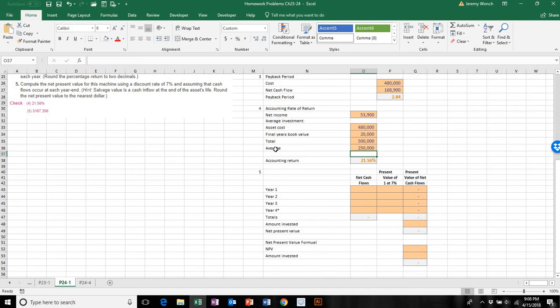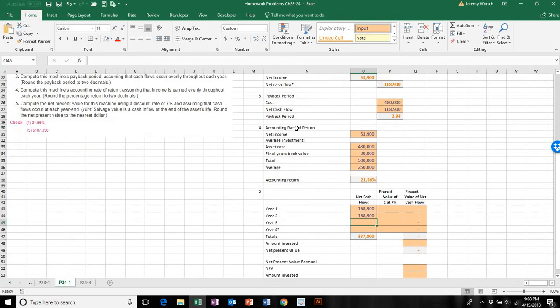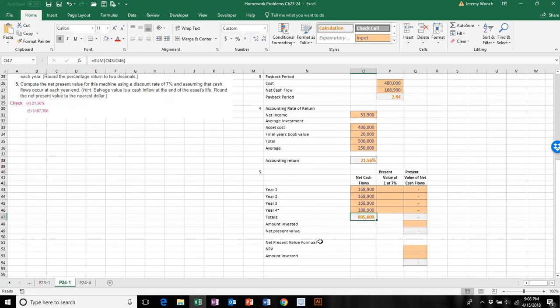And so to calculate our cash flows, we already calculated that: $168,900 for each year. With the exception of this last year, we're assuming we're going to sell the machine, so we're going to add an additional $20,000. And so over those 4 years, we're going to accumulate $695,600 of cash flows, but that's going to be undiscounted.